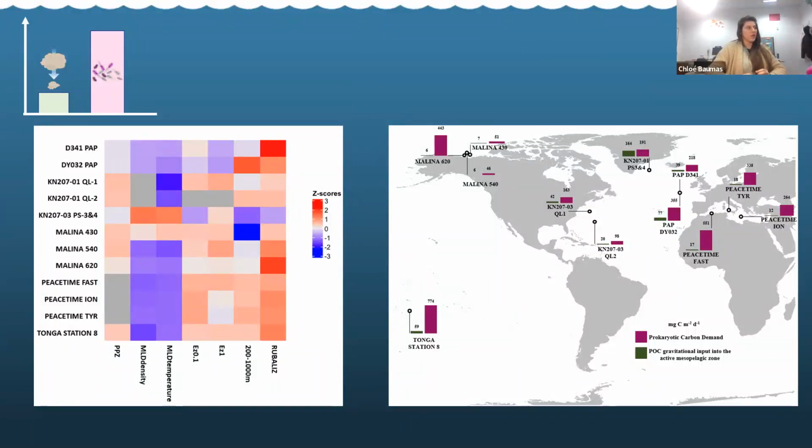To remind you, the discrepancy is the carbon demand minus the input of carbon. And the Z-score is how far from the mean you are. So in red, you are higher than the mean, which means a smaller discrepancy, and in blue, the opposite. So what you can see here is that using Rubalis, you are almost always in red. And so this shows that this leads to a less unbalanced carbon budget, let's say.